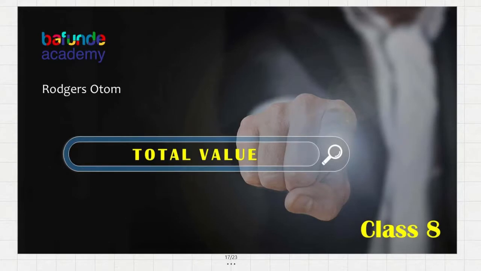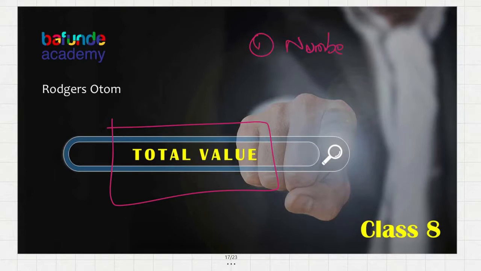Now we are going to learn a new topic called total value. Remember, we have only done two lessons. The first lesson, we learned about numbers. Then the last lesson, we learned about place value. So today we introduce another value, which is different, and this is called total value.